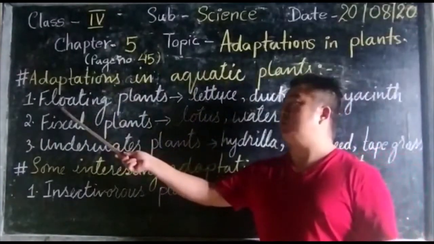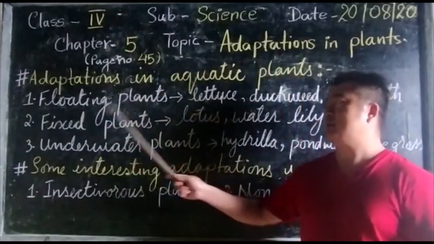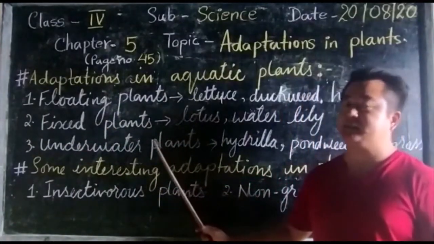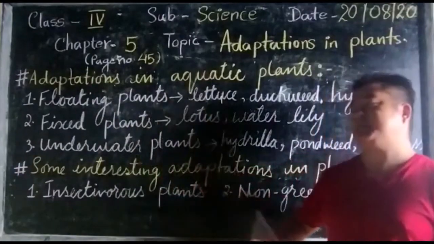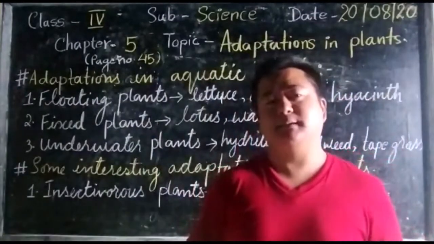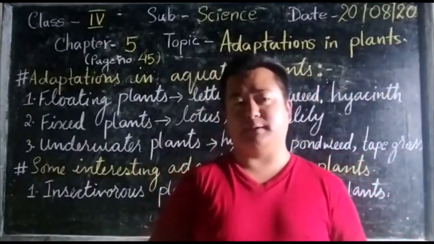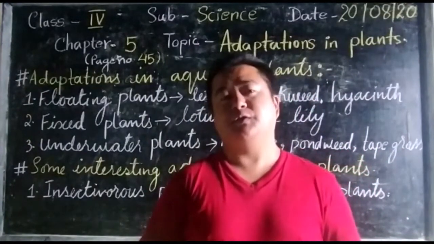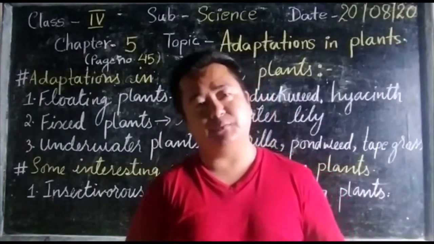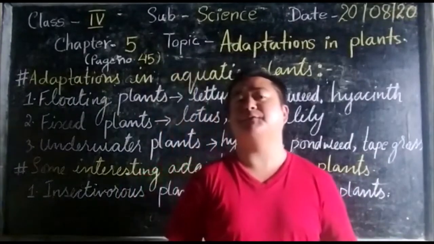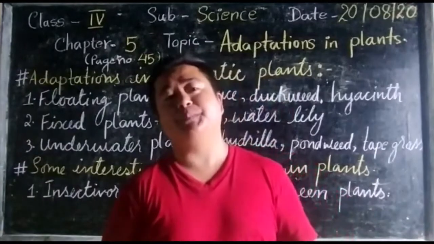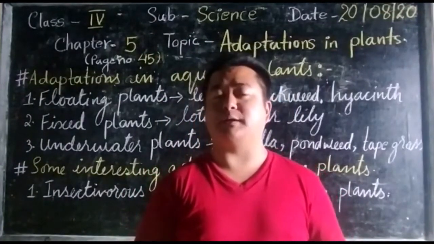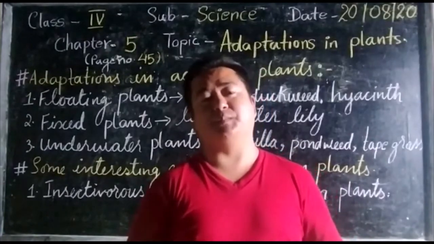The first one we have what? Floating plants, fixed plants. The third one is underwater plants. Floating plants are the plants that grow in water, but their roots are not fixed, so they float on the surface of water. They do not have a fixed root, so it becomes very easy for them to float in water. So what are their adaptations?